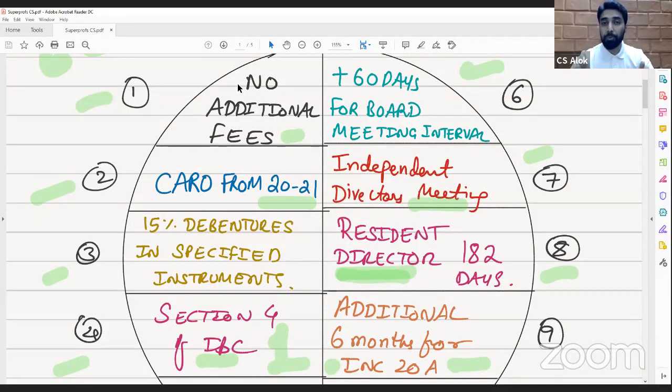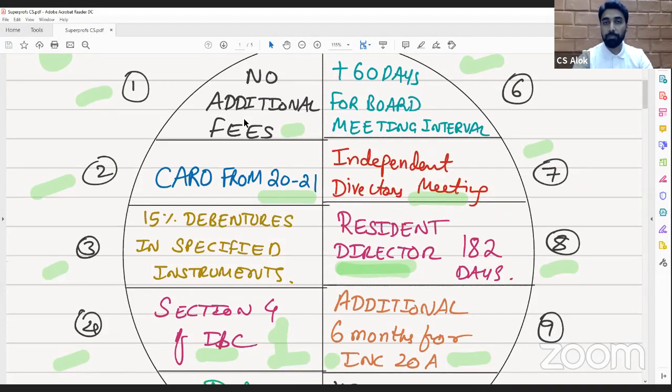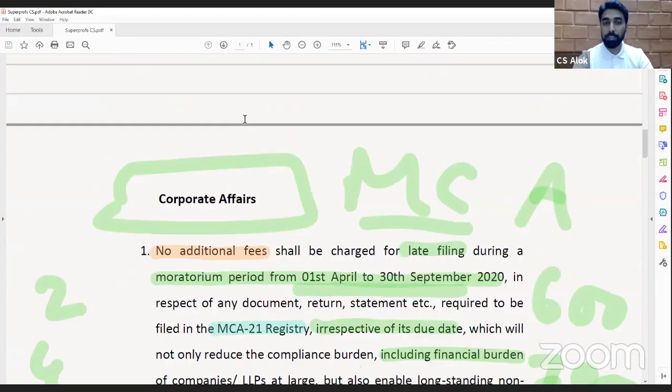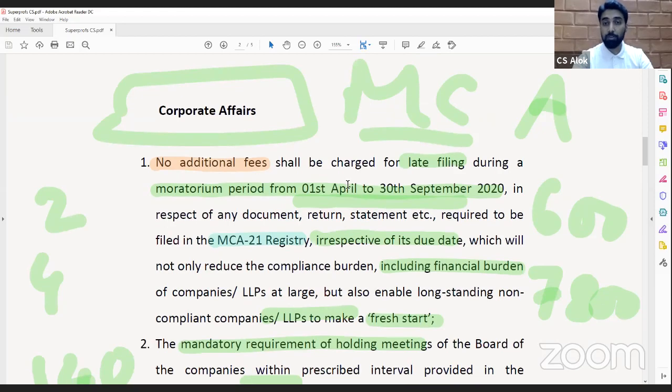So it is a temporary termination of activity. Moratorium is not permanent, so it is for a time limit. So when we don't have additional filing fees, 1st April to 30th September, you don't have to worry about any additional filing fees.